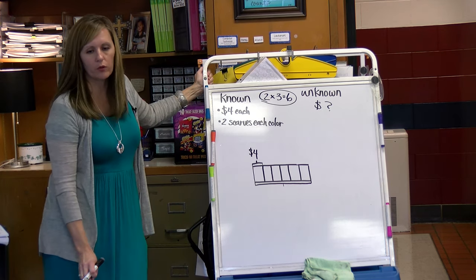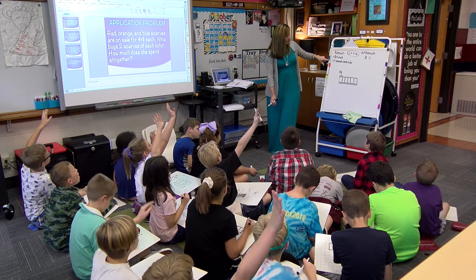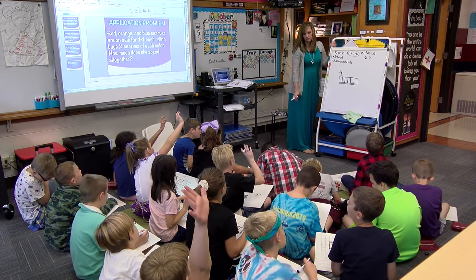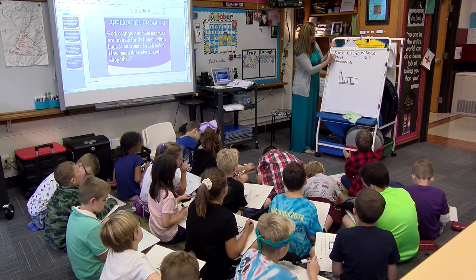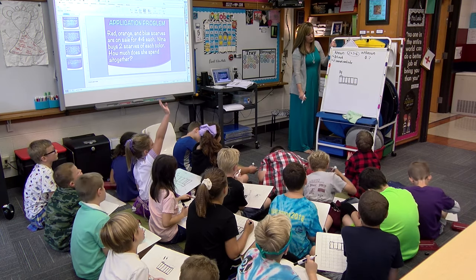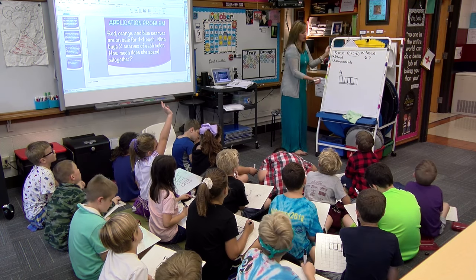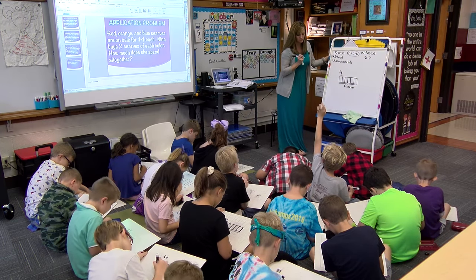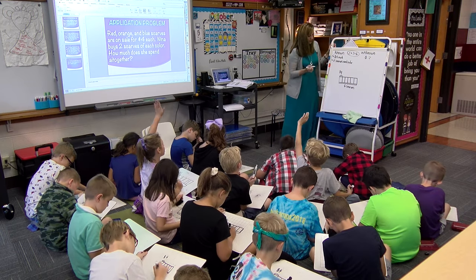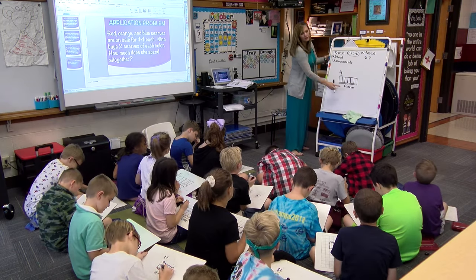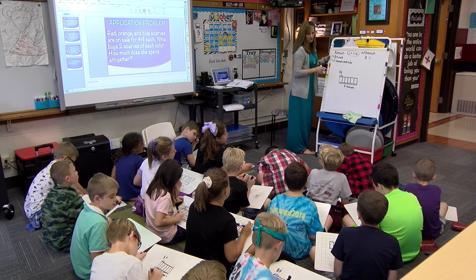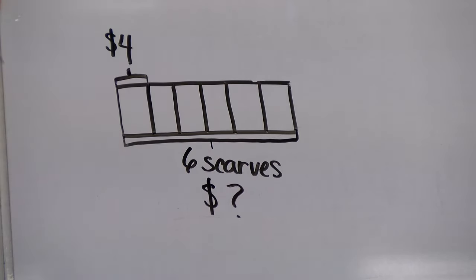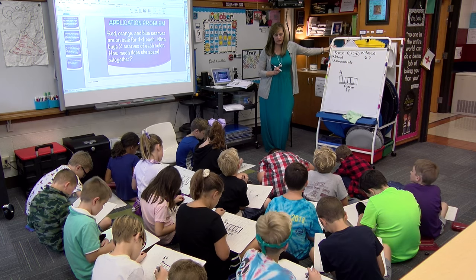What else do we need to label? What else do we know? We have two scarves of each color. 2 times 3 is 6. We could go ahead and say 6 scarves here. But then we need to label our unknown. We're just labeling. We're going to get to that in a minute. All together, and then a question: how much money altogether? Because that's our unknown. How much money does she spend altogether?